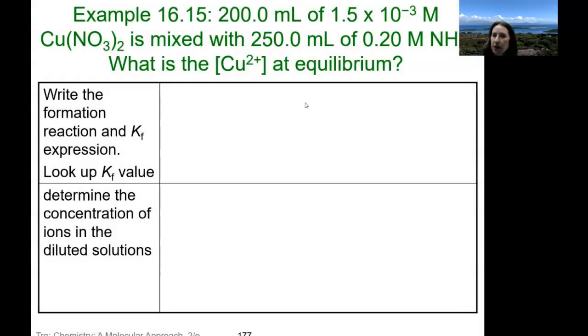But again, when we use these, it's very similar to how we've used them before. We just have a little bit more specifics on what we need to do. So for example, let's say we have copper nitrate mixed with ammonia, right? So the question is, how do you know what kind of complex ion it will form?